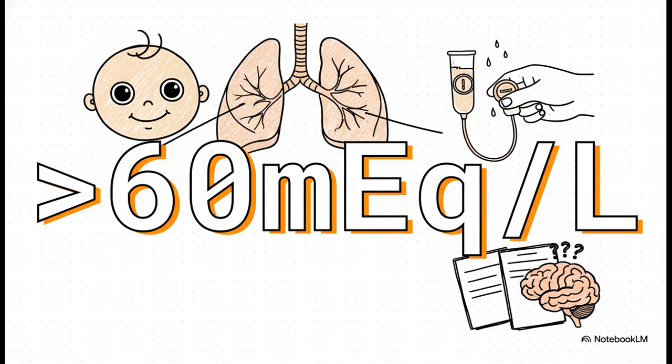Well, it all comes down to one test and one magic number, a sweat chloride test. For any kid over 3 months old, a result greater than 60 confirms CF. This is one of those straight-up memorization facts you just got to know for the exam.